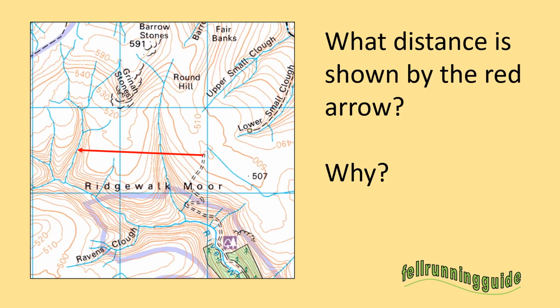Next question. What distance is shown by the red arrow? So if you were to start at the tail of the red arrow and walk to the point of the red arrow, how much distance have you covered, and how do you know? Why are you giving that answer? And the answer is 1.5 kilometers, because on that map a grid square is 1 kilometer and you've covered 1.5 squares, so that must be 1.5 kilometers.